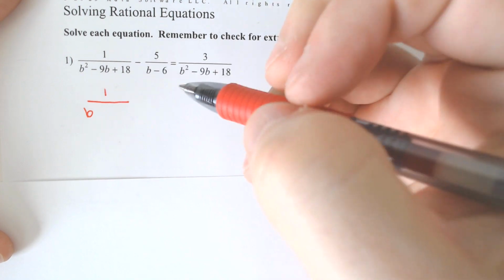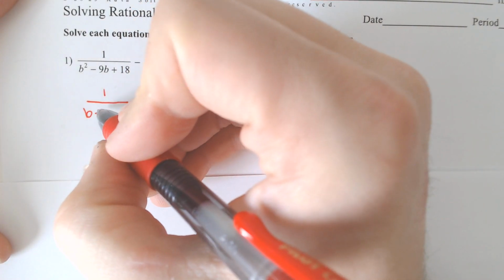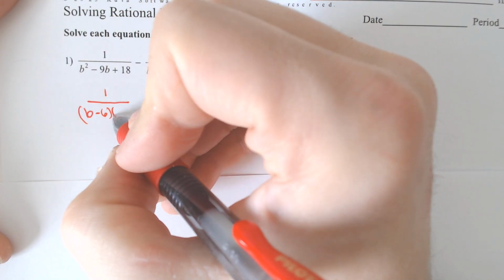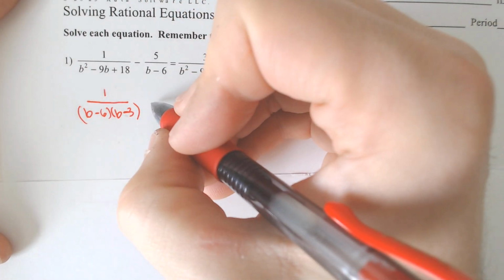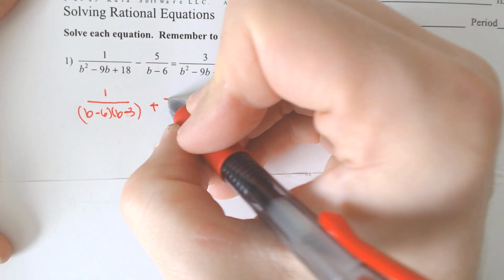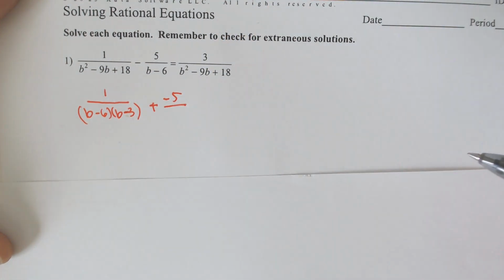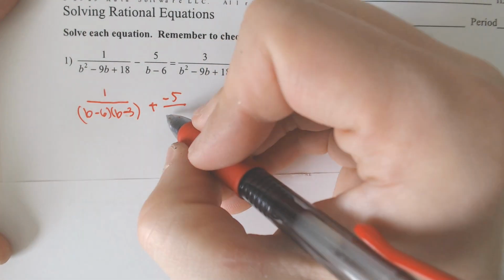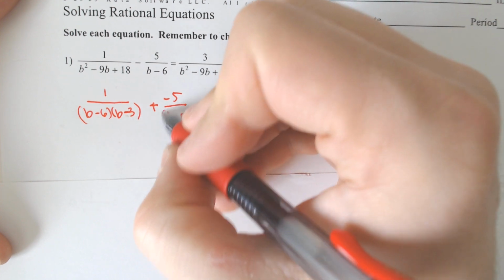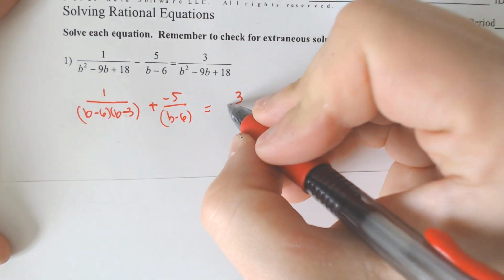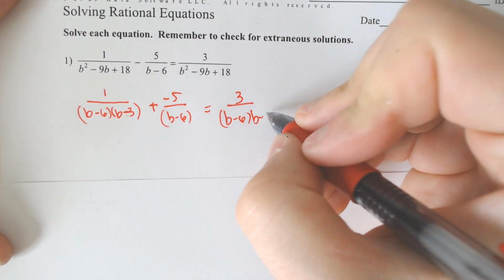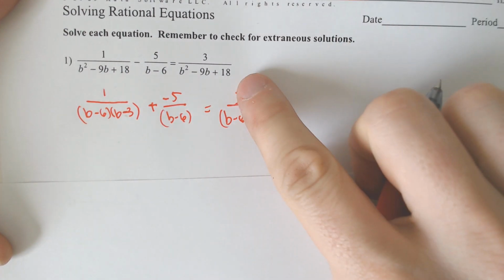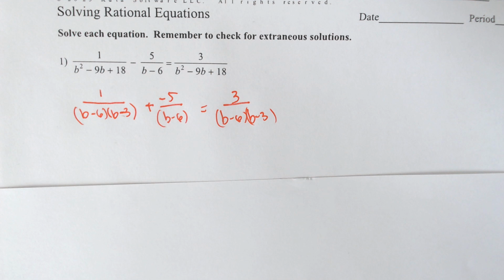So here, what multiplies to 18 but adds to negative 9 is negative 6 and negative 3. I'm going to go ahead and change this to a plus negative 5 because I don't like having a negative in front. And then the b minus 6. And then it would equal, this is the exact same thing, so this is going to be b minus 6 and b minus 3, which is what multiplies to 18 but adds to negative 9.